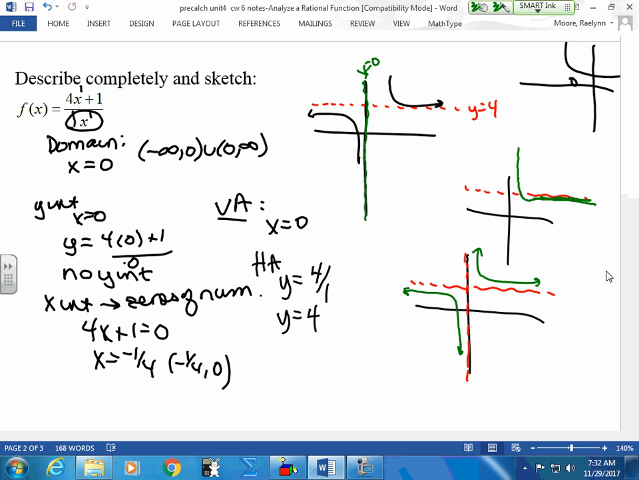Okay? Now you did your intercepts, you did all of this. What else do we have left to do? We can do our range now. So what is my range?